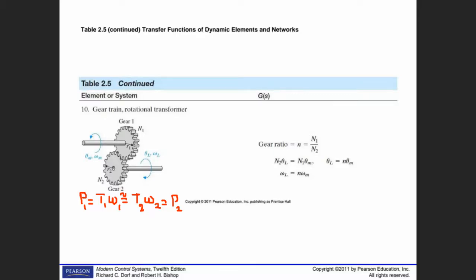Buradan şu sonuç çıkıyor ki çocuklar, that is the result we obtain. T1 over T2 is equal to omega 2 over omega 1. Bu denklemleri bilmeniz lazım. Gear system.